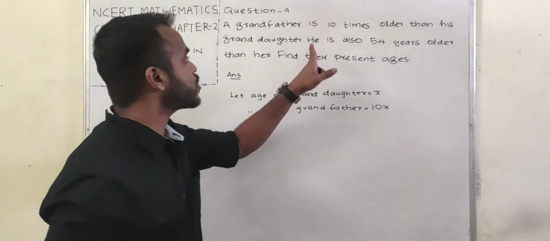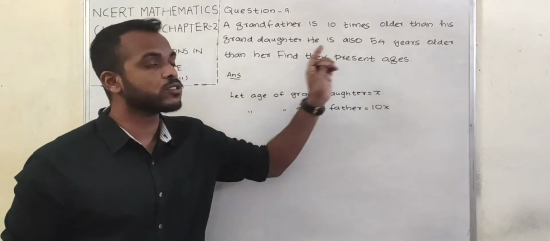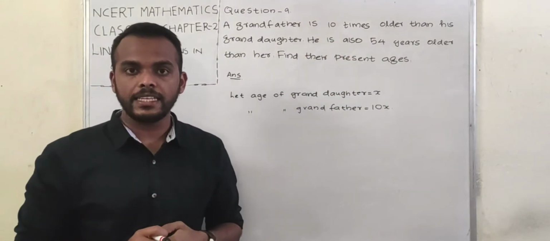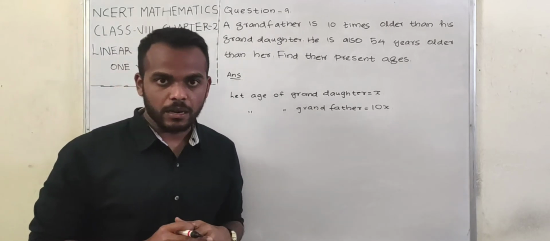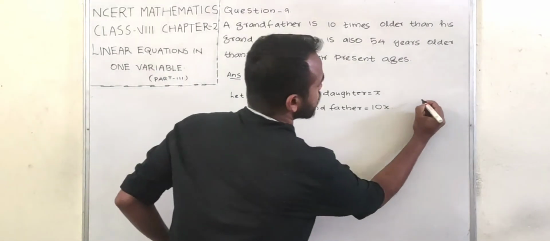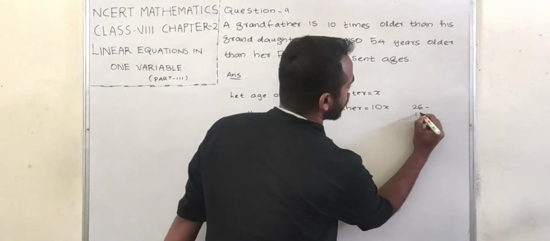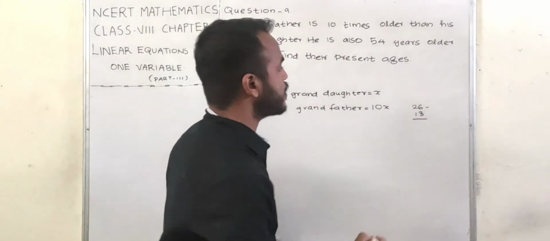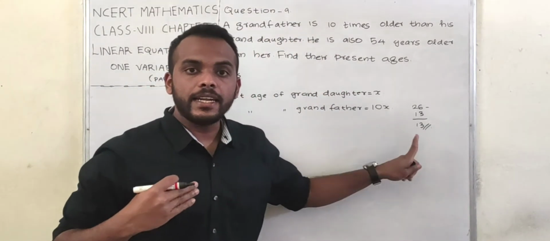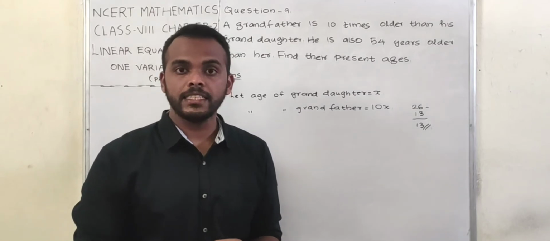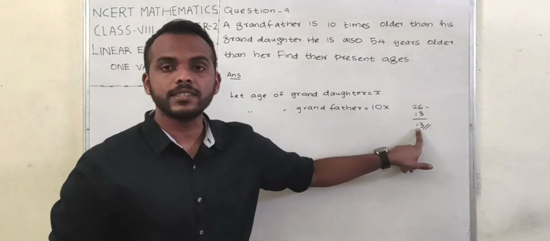Now the next statement is the most important part. He is also 54 years older than her. 54 years older than means the difference of their ages will be 54. Did you get it? For example, what is my age? My age is 26 and most of you will be having age of 13 or 14. So what is the difference? 13. Then I can say I am 13 years older than you. How did I get it? By subtracting my age and yours.